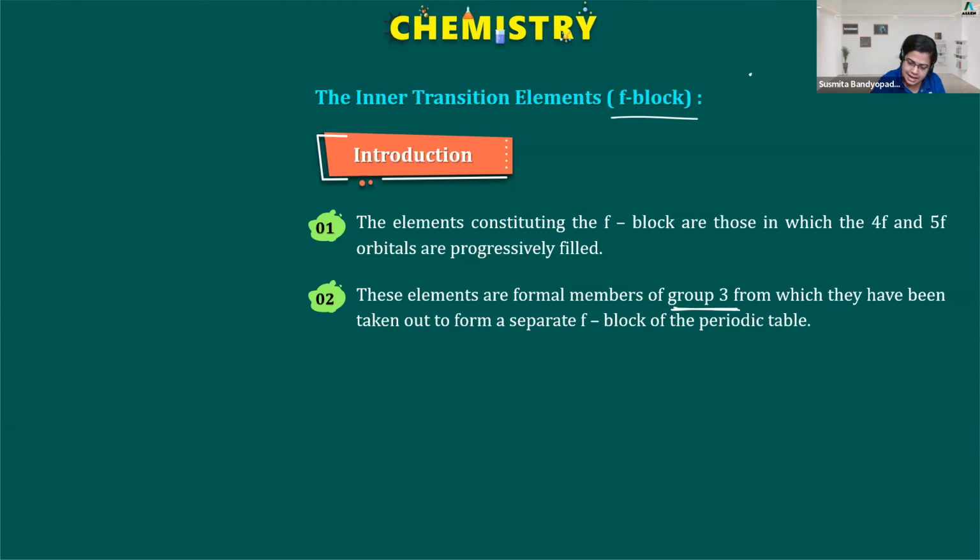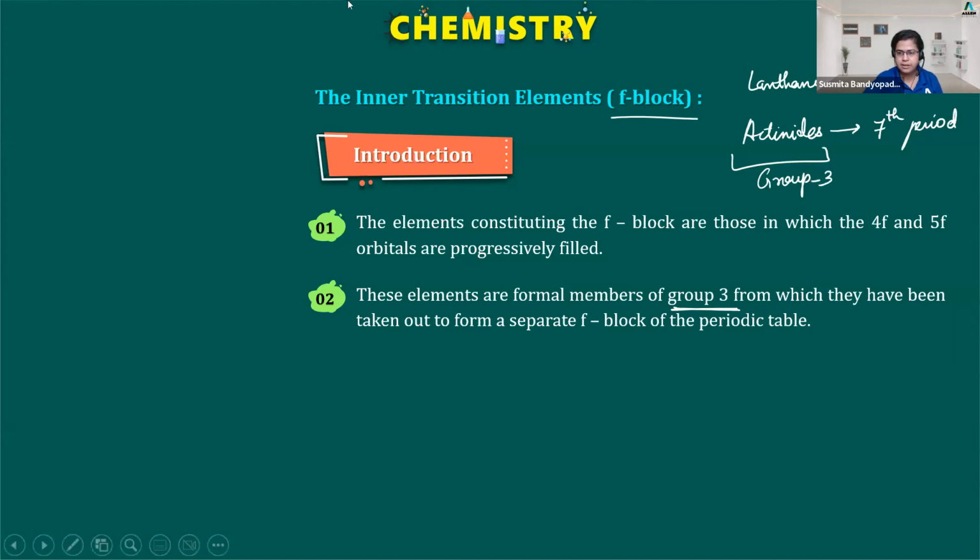So these elements are formal members of group 3. Lanthanides belong to the 6th period, actinides belong to the 7th period, and both belong to group 3 of the periodic table. Okay.